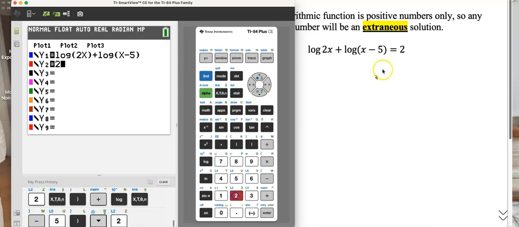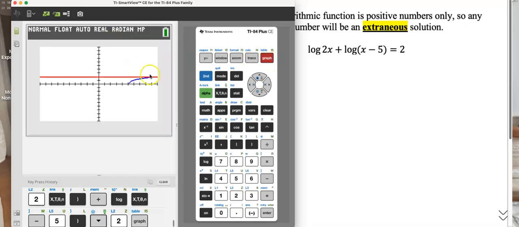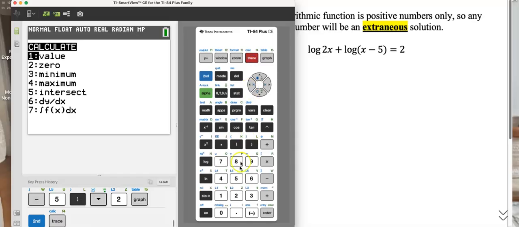Go down, we're going to type in a 2. So now, press graph. I'm trying to find the intersection. Looks like it's happening somewhere over here. So again, we're going to press second, trace. I want the intersection, so press 5.